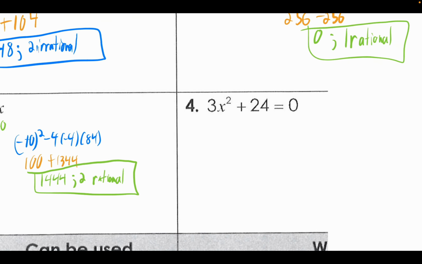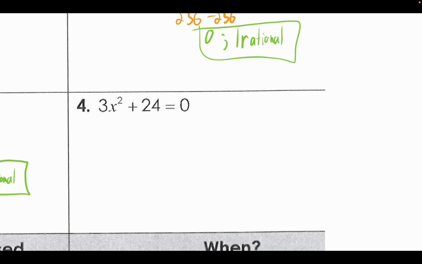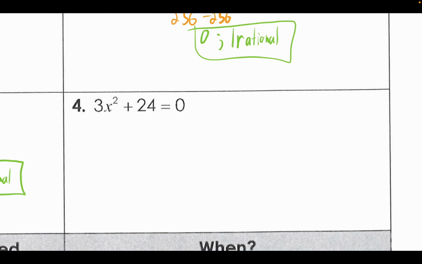Now we'll go on to number 4. And as we go on to number 4, we notice that b is missing, which means that b is 0. So as you do b squared minus 4ac, it's 0 squared minus 4 times 3 times 24, which creates 0 minus 288. And because it's negative, we have two imaginary roots.